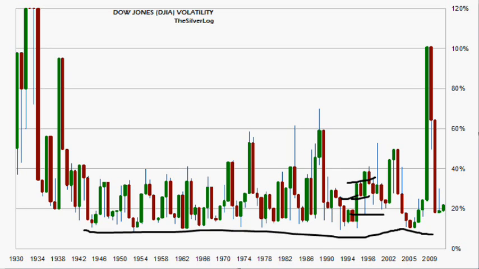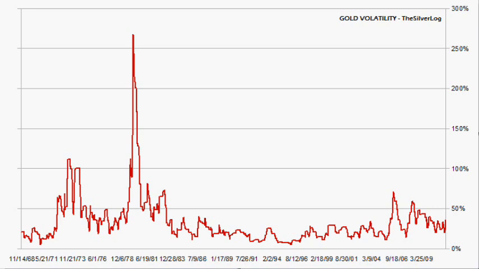Now let's switch this up to gold. And with gold and even silver, we're going to be using a line chart. Same thing here, 200 days. We're looking at the highest point over 200 days and the lowest point over 200 days and dividing it by the lowest point again. Okay, well, we have this downtrend line in here.